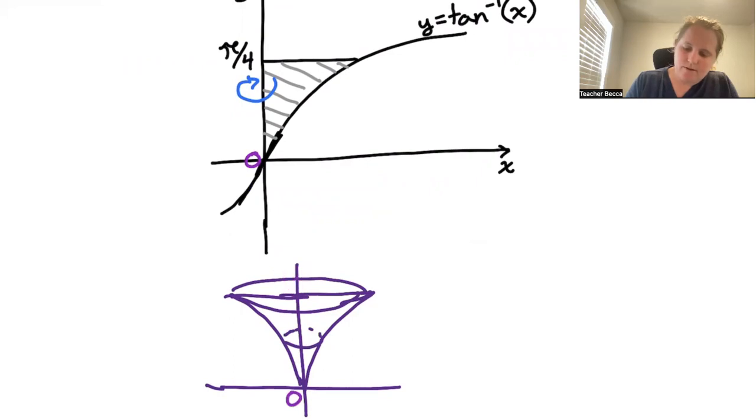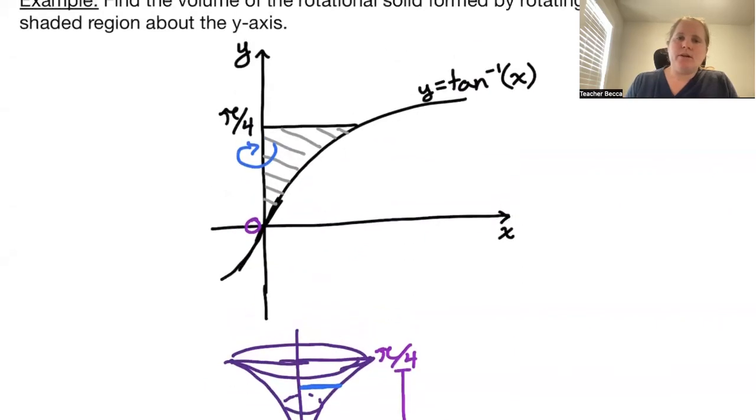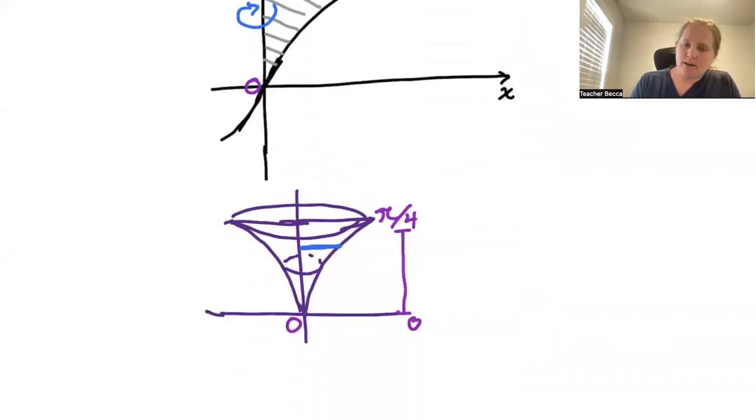Let me rewrite that off to the side. It got a little crowded in there. So we're running from 0 to pi over 4 in terms of the y values. Then our radius is running out from the y-axis to the x value. So we need to rewrite y equals tan inverse of x.